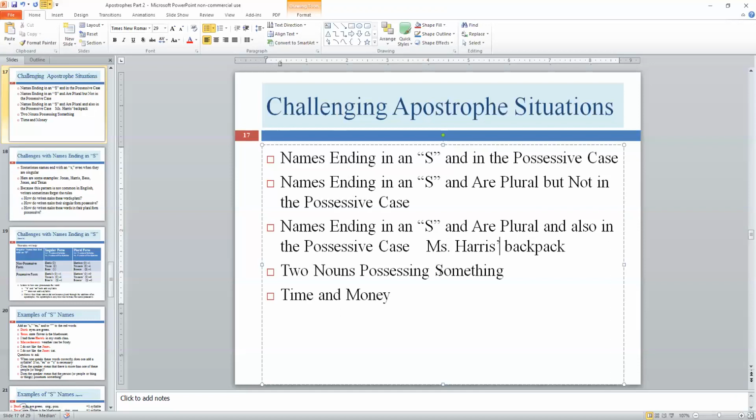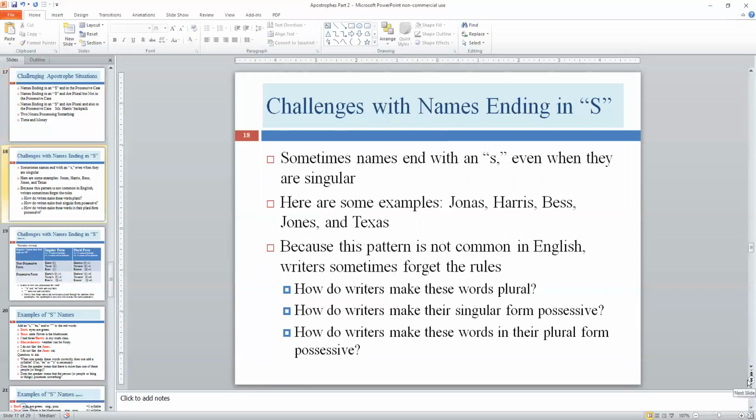Then we're going to talk about when two nouns possess something together. Let's say you and your sibling share ownership of a dog. It would be incorrect to say my dog because I don't own all of the dog. It would be more correct to say our dog. But let's say I want to refer to you and your sibling. Let's say your name is Bob and your sibling is Mary. Do I say Mary's and Bob's dog, or do I say Mary and Bob's dog? We'll talk about that. Then we're also going to talk about the concept of time and money and how that relates to apostrophes. So let's go forward.